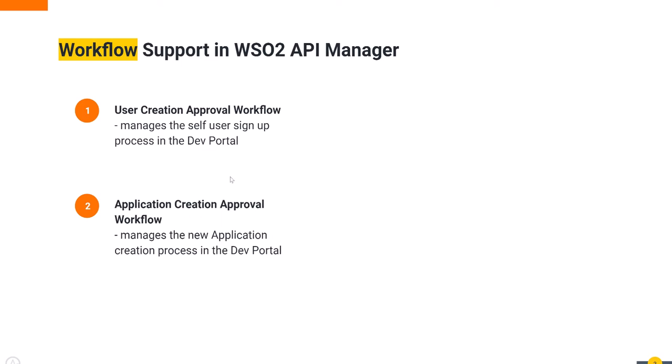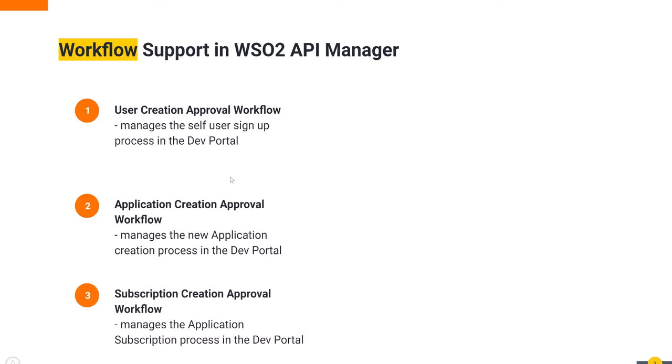using the developer portal. Once you have an application, as the next step, you need to subscribe for APIs. By default, it doesn't require anybody to approve or reject the subscription process. But by enabling subscription creation approval workflow, it allows an administrator to intervene, validate the request, and approve and reject the subscription request.